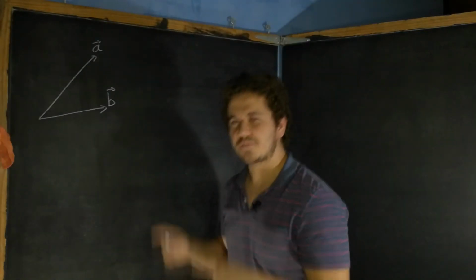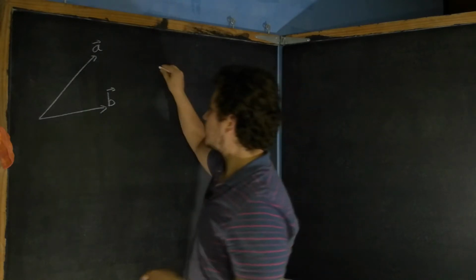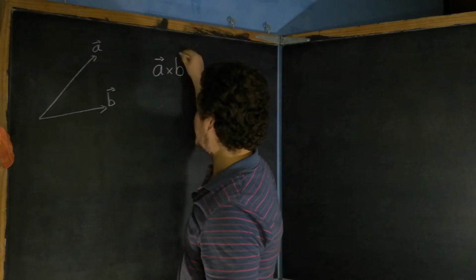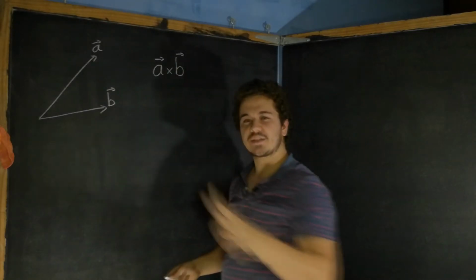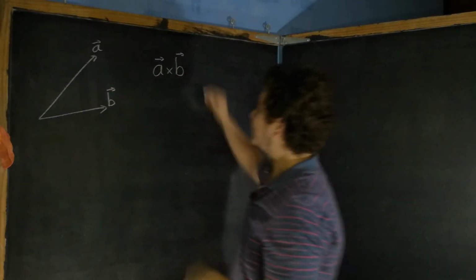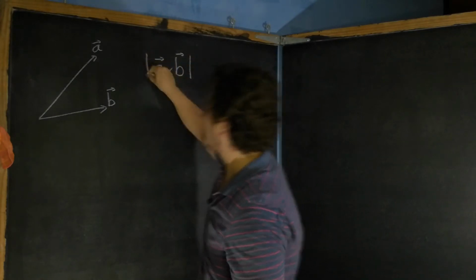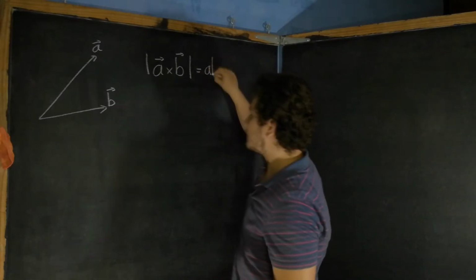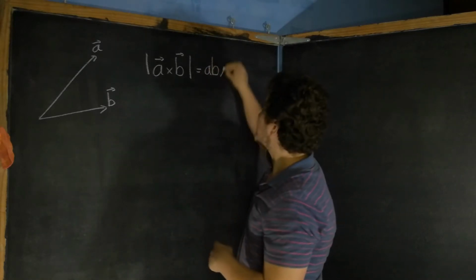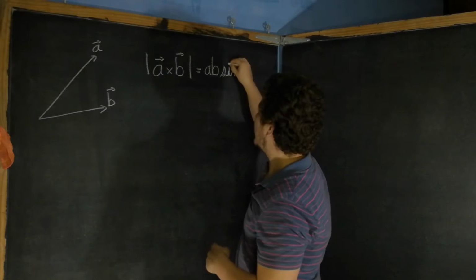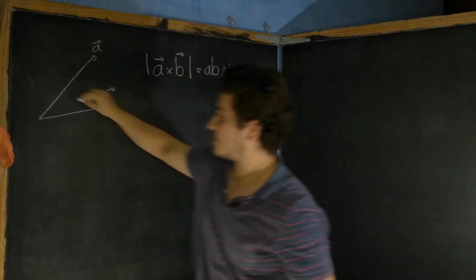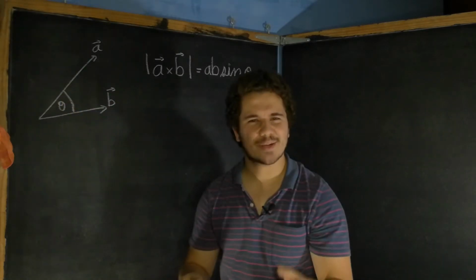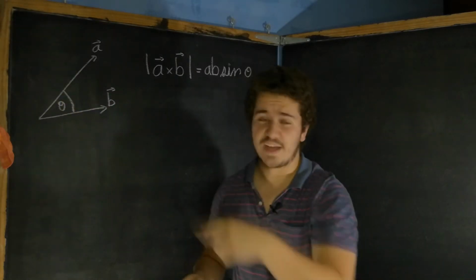The cross product of two vectors a and b is written like this: a cross b. The cross product of two vectors is a vector itself, and its magnitude is equal to the product of their magnitudes times the sine of the angle theta in between them, and this would be the angle theta in this example. So how do we get the cross product of the two vectors?